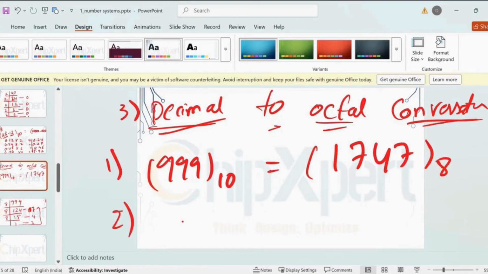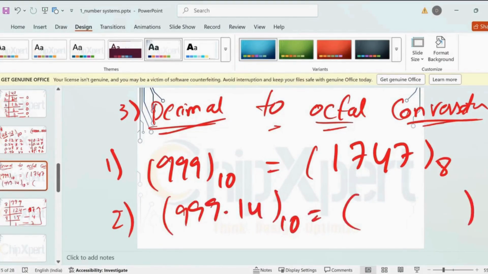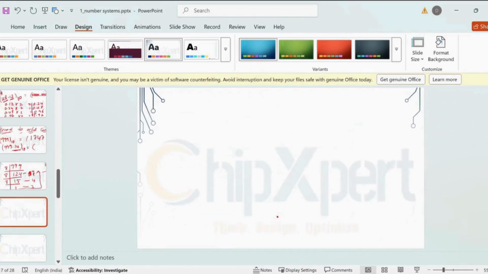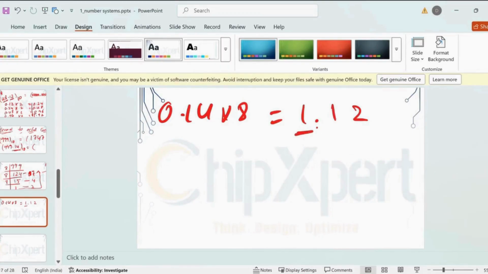If we have the same number with a fraction, 999.14, how are we going to convert it in the form of octals? So 0.14 into 8. Here I have the opposite radix of 8, so I multiply the part after the decimal with 8. 0.14 into 8, how much is it? 1.12. So here itself my value has changed, so I can stop here. I can take 1 as my fractional digit.